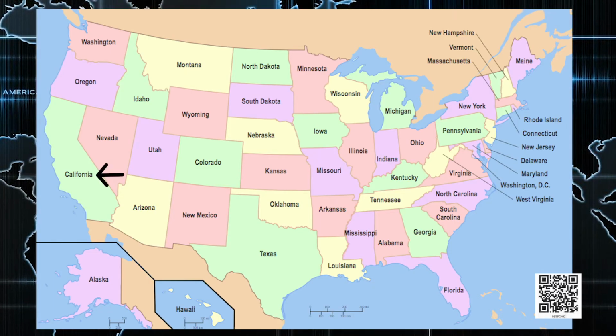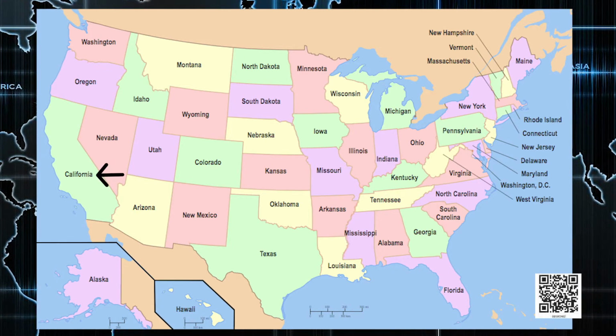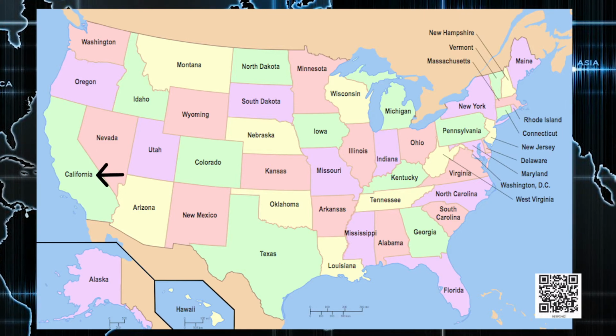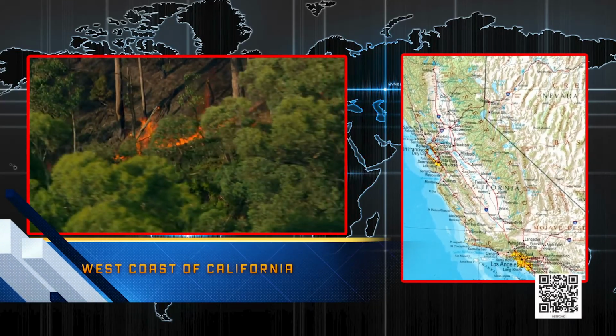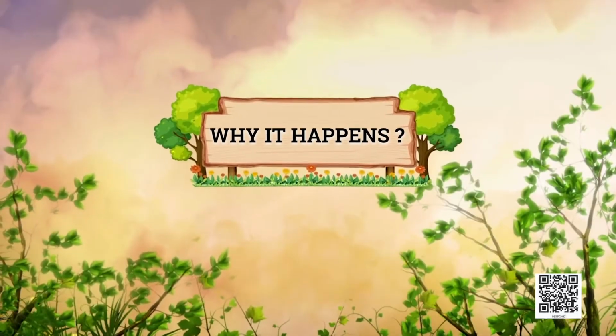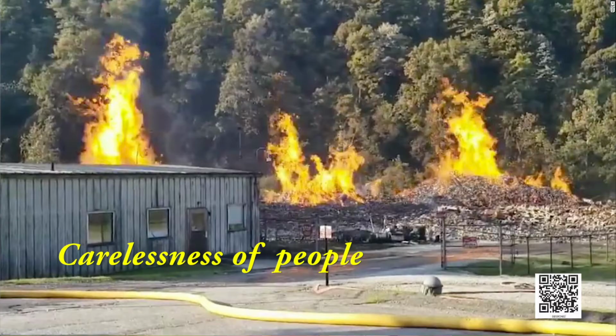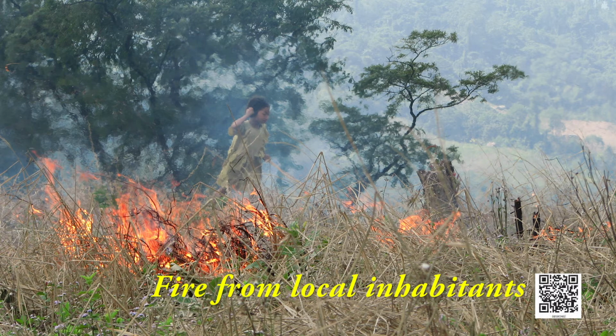Ma'am, I have seen recently the forest fire in California of the United States of America. Yes, you are right. It took place on the west coast of California. Ma'am, why does it happen? It occurs mainly due to three reasons. Natural fire due to lightning, fire due to the heat generated in the litter area due to carelessness of people, and purposeful fire caused by the local inhabitants.